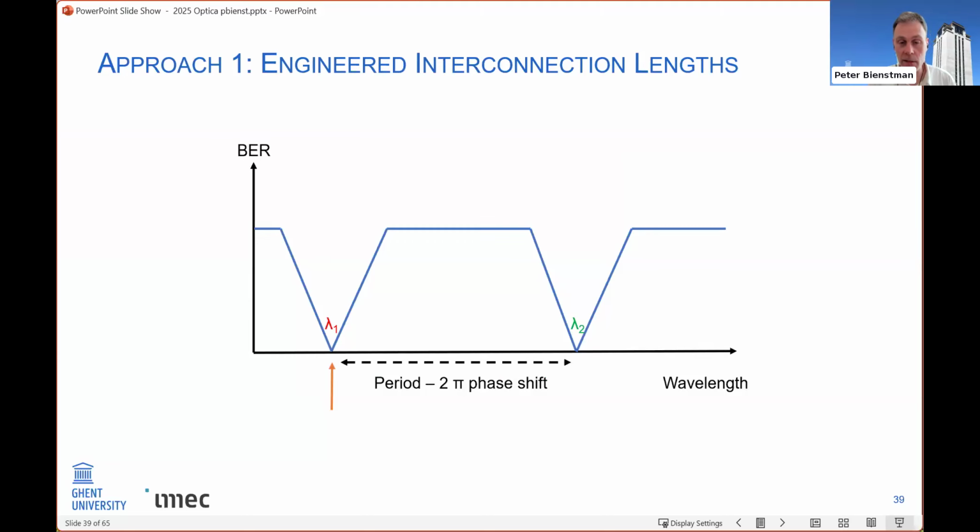One way of doing this is making use of the physics of the problem. It's basically saying, okay, if my light travels from one node to the next node, it will see a certain phase delay. But if I then engineer my interconnection lengths in such a way that if I go from lambda 1 to lambda 2, the difference in phase is exactly 2 pi, that means the system will behave identically for lambda 1 and lambda 2. So that's a naive thing we could try. We just train the system for lambda 1 and we design it in such a way that we have different wavelengths for which this would work at a 2 pi phase shift.